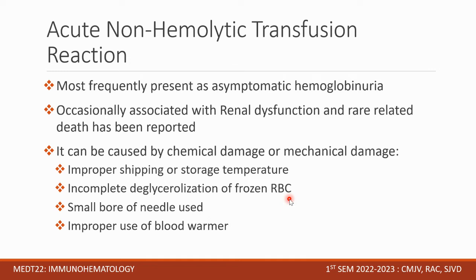Next we have acute. Okay, sorry. This is acute non-immune hemolytic transfusion reaction. Okay, correction. Acute non-immune hemolytic transfusion reaction. Okay. So this most frequently presents as asymptomatic hemoglobinuria. Okay? Occasionally associated with renal dysfunction, and rare related death has been reported.